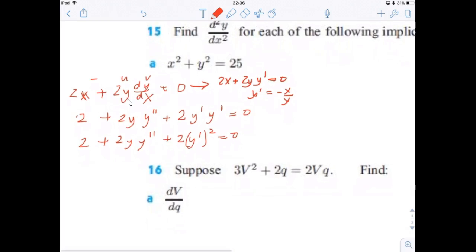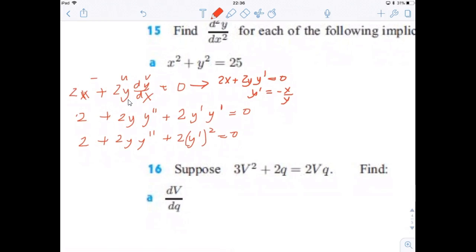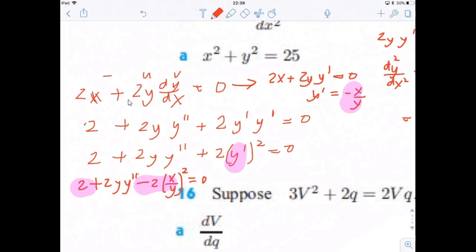And we can put that expression in here. So then we have that squared, which is a little bit nicer than what we have here. So then we'll have 2 plus 2y y double dash, plus 2 times negative x divided by y. So I'm going to put x divided by y, and then I'll change this to negative, squared, right, equals 0.